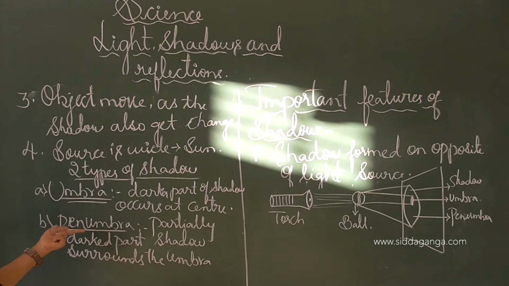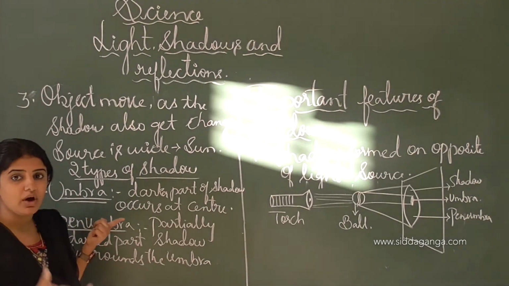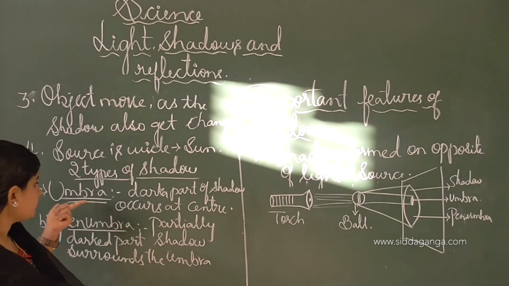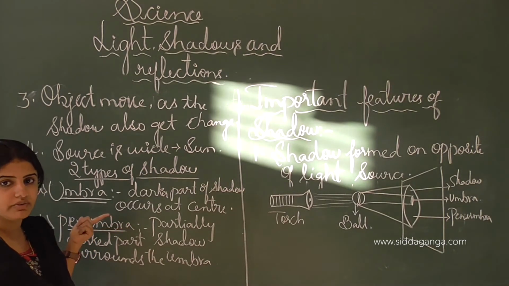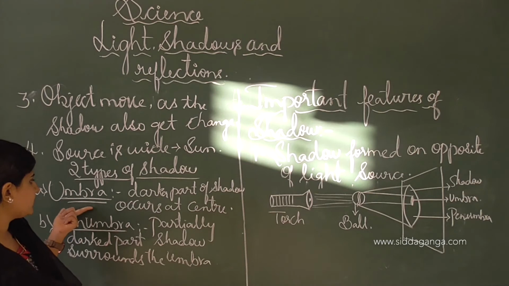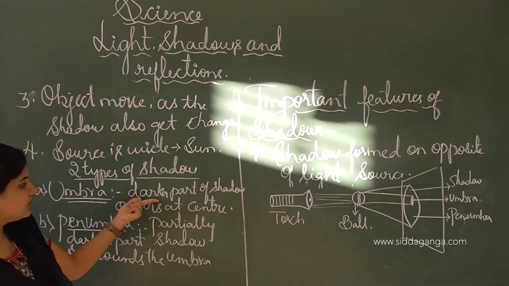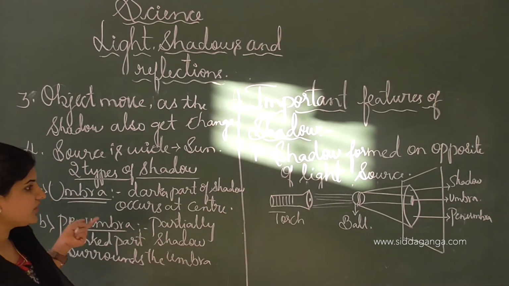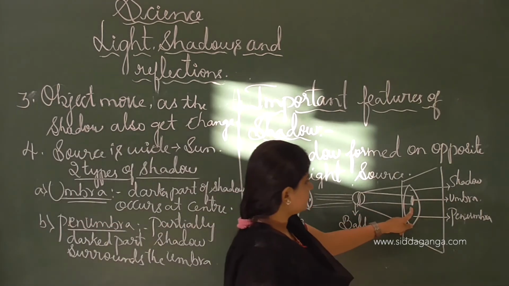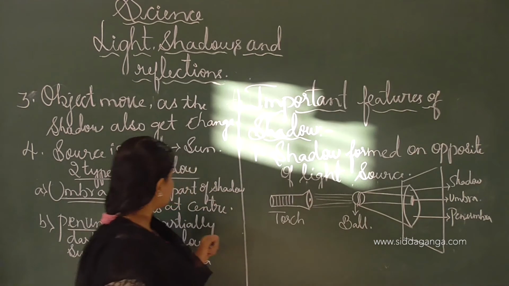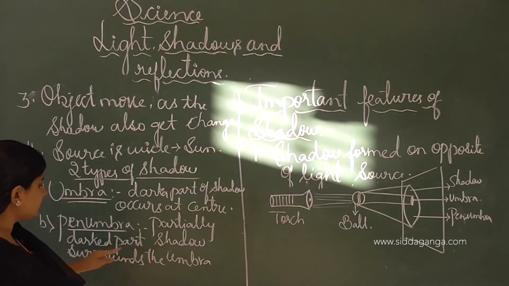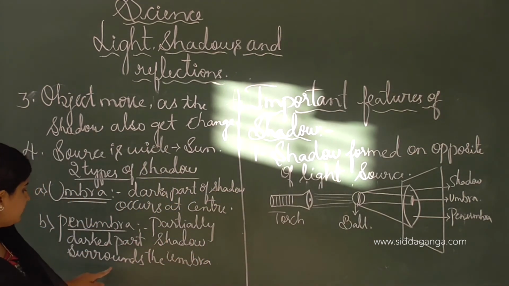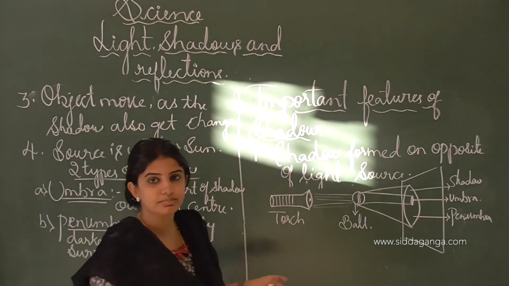That one is the umbra stage, and another one is the penumbra stage. In the umbra stage, the region where the darker part will be seen is called the umbra region. This is the darker part of the shadow, which occurs at the center. And the penumbra stage is the partially darkened part of the shadow which surrounds the umbra, called the penumbra.